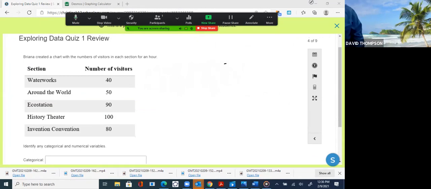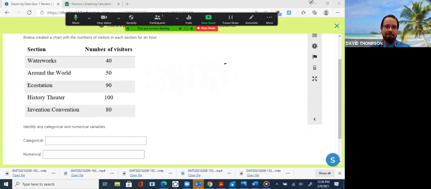Okay, next. Brianna created a chart with the numbers of visitors to each section for an hour. Identify categorical and numerical variables. Categoricals are usually words. So when you think about categorical variables, you might think about shirts, you might have pink or blue or green or whatever color. So they're usually words. So if we look at the top of the chart, we have our section, which is broken into categories, which is our waterworks, around the world, eco station, history theater, and invention convention. So they're the categories of the different sections of the museum.